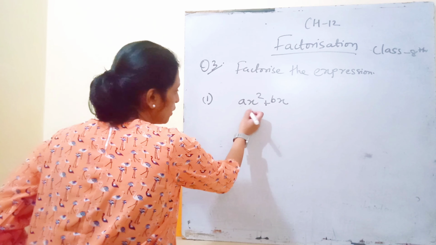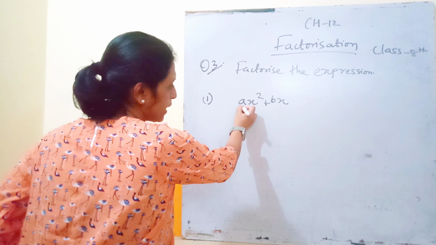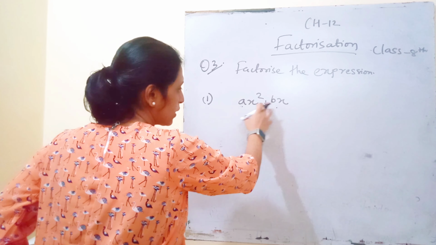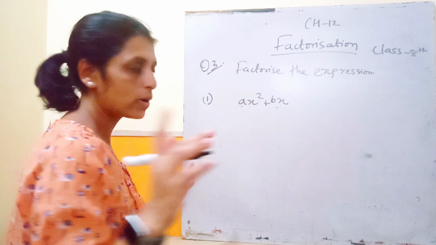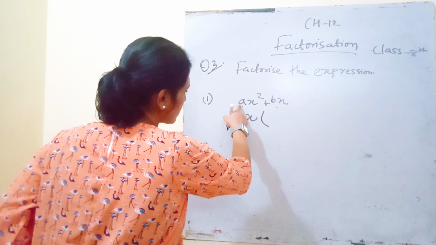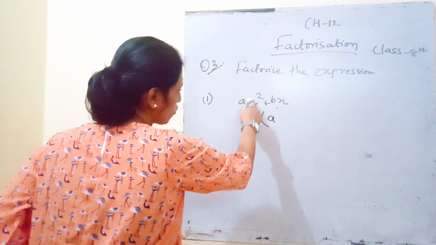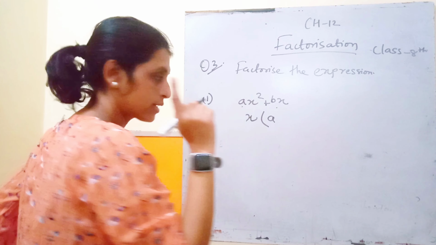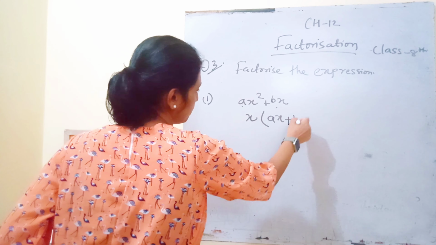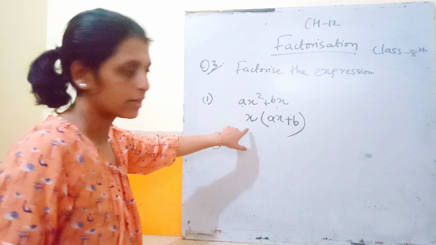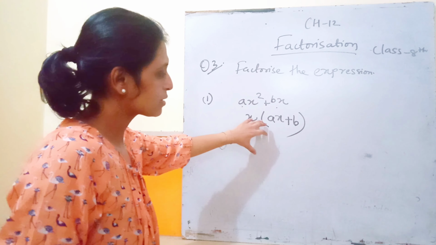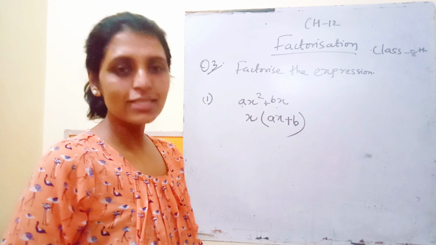See, here is ax square and here is bx. Here it contains 1x and here it contains 2x, so at least 1x can be taken as common. Now what is left inside? A, and out of 2x we have taken out 1x as common, so 1x will be common plus b, because this x is taken as common. So the factorization of this expression is x multiplied by ax plus b.